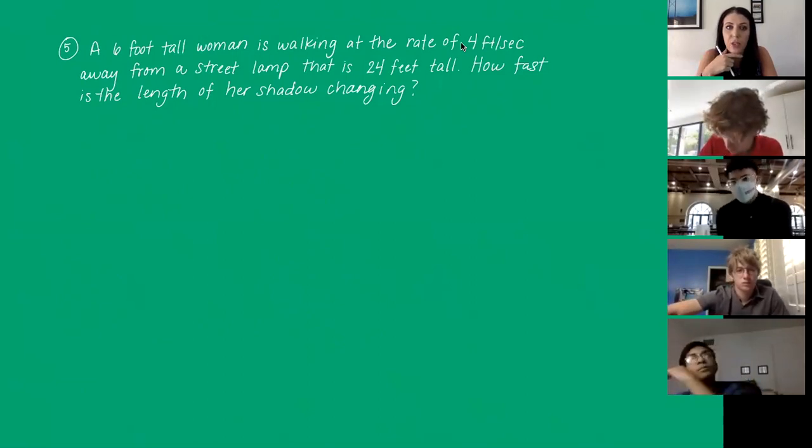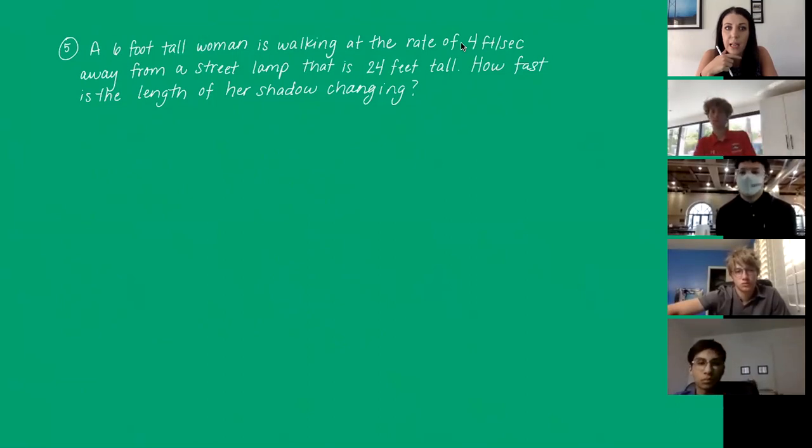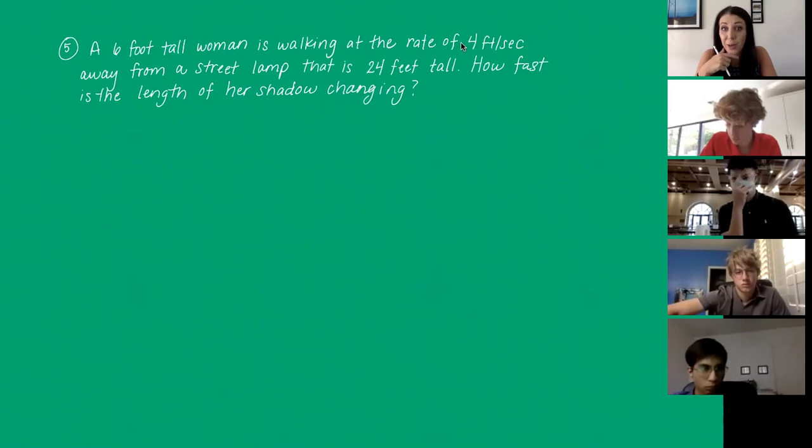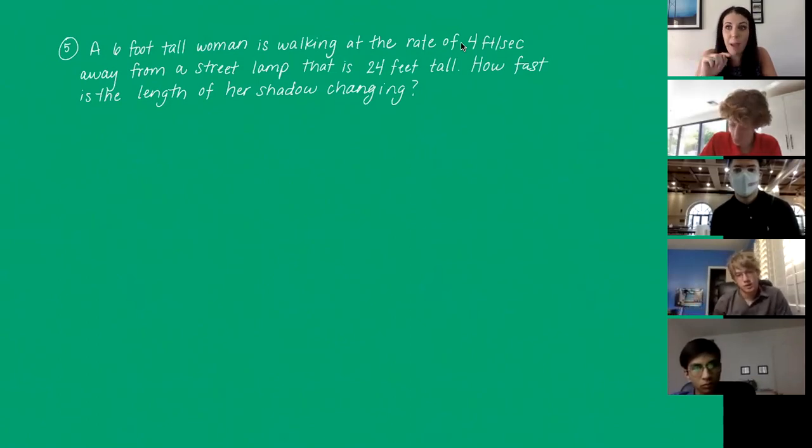So it says a 6-foot-tall woman is walking at the rate of 4 feet per second away from a street lamp that is 24 feet tall. How fast is the length of her shadow changing? This is a super common question, and it's hard to think about, and it's hard to come up with the equation. Once you do, the math is super easy. So there's not a whole lot of complicated derivatives that you have to take here, but you have to know how to set this up, and it requires some knowledge of geometry.